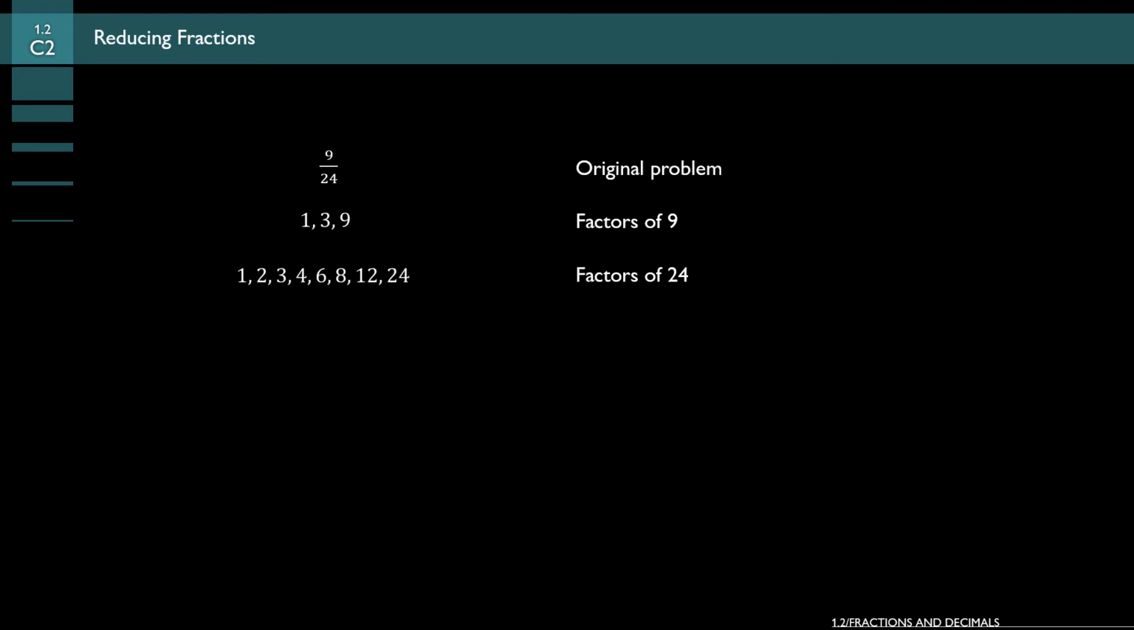So we're going to divide both the numerator and the denominator by 3. So we have 9 divided by 3 over 24 divided by 3. That's going to leave us with a solution of 3/8.